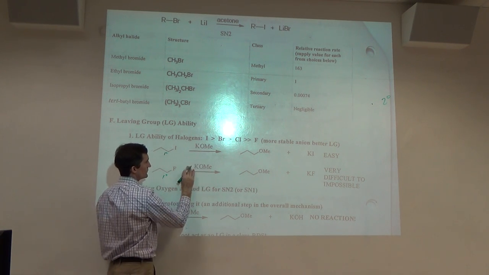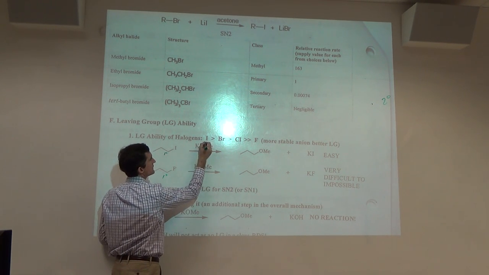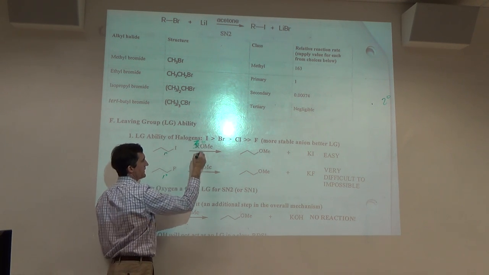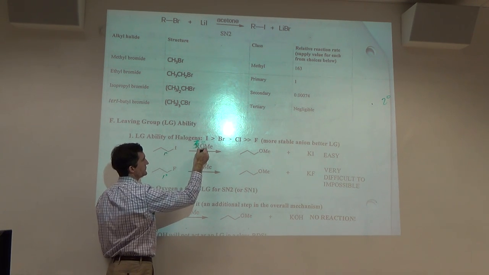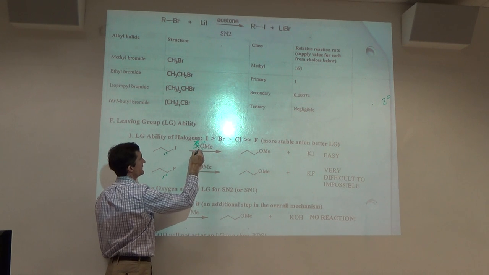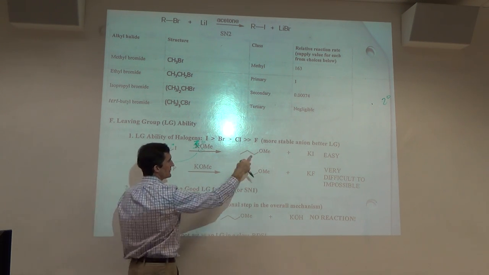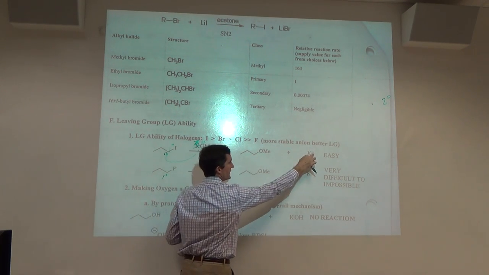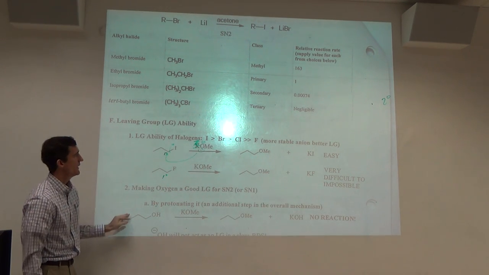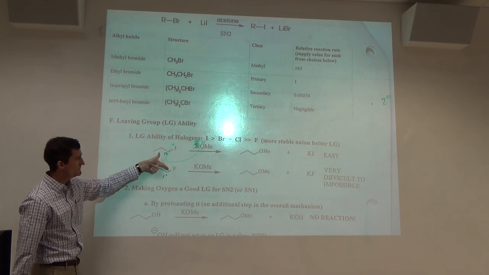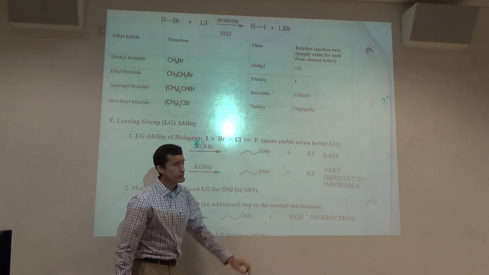Here the nucleophile is what? Well, this is O minus K plus. Forget about the K plus. This is O minus. It's your nucleophile. This will attack here, kick off the iodine, and we can get the new bond to the carbon. Show the potassium there. That's a pretty easy reaction with iodine. If you try to do it with fluorine, it's very difficult to impossible.